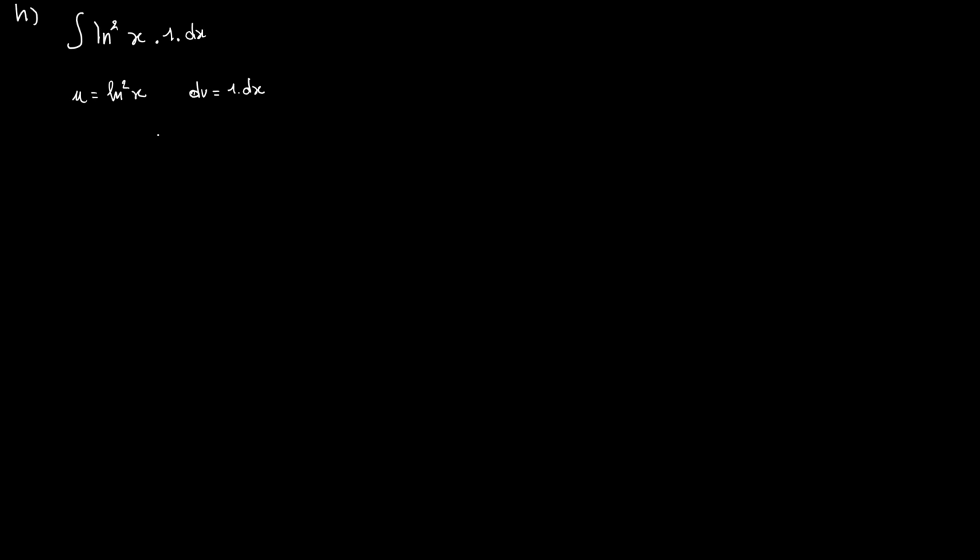And now again, you have two parts that you can derive and integrate. So in this case, let's take the derivative of this, and you find that du is equal to 2 times ln x times 1 over x. Don't forget your chain rule here. And in this case, v is just equal to x, and here dx. Okay, let's fill all of that in and see what we end up with.